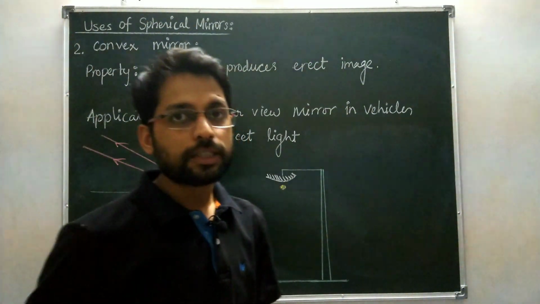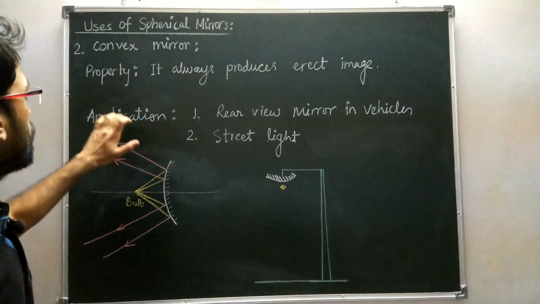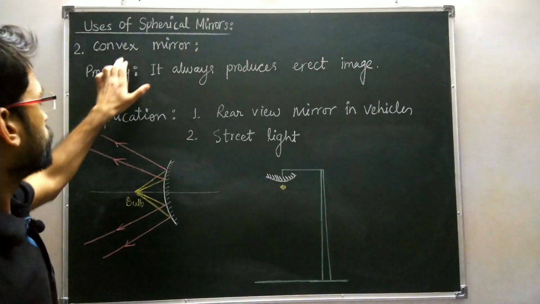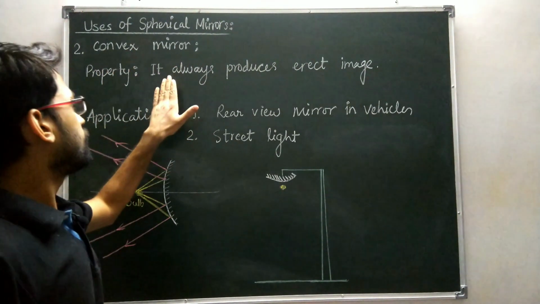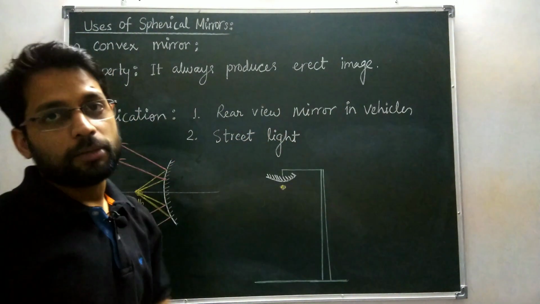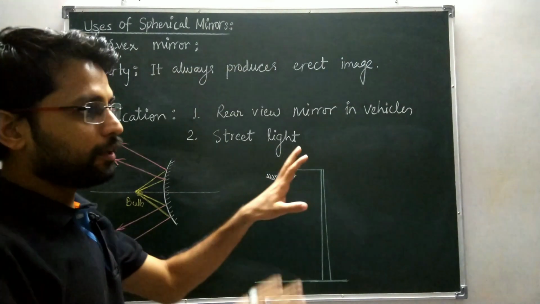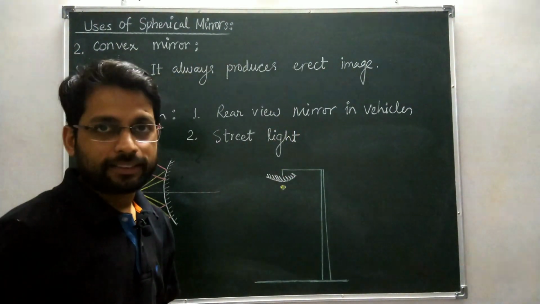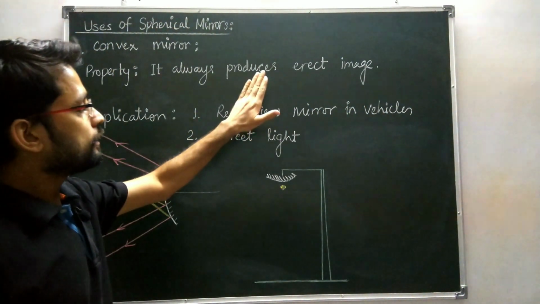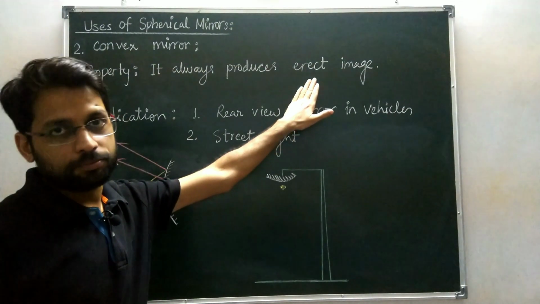Now come to the uses of the second mirror, that is the convex mirror. The property of the convex mirror is that it always produces an erect image. Wherever the object is on the principal axis in front of the reflecting surface of the convex mirror, it produces an erect image.